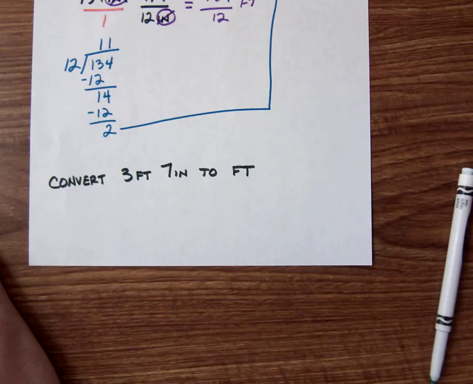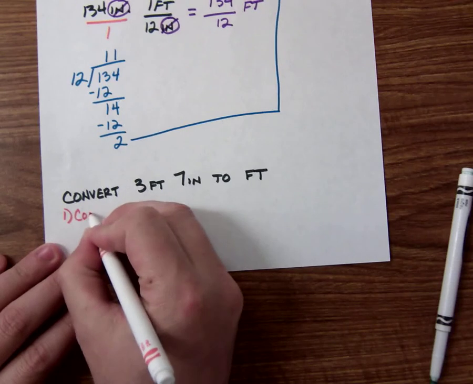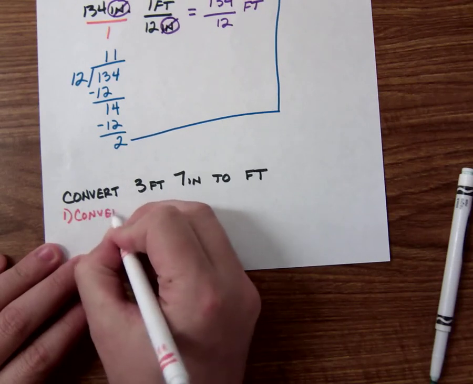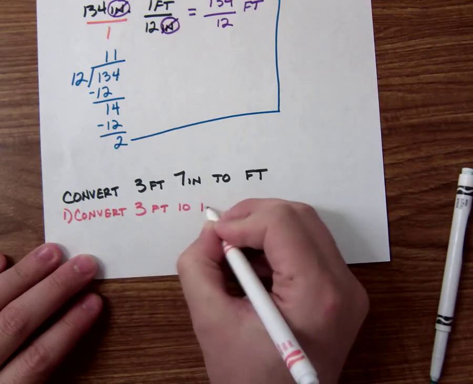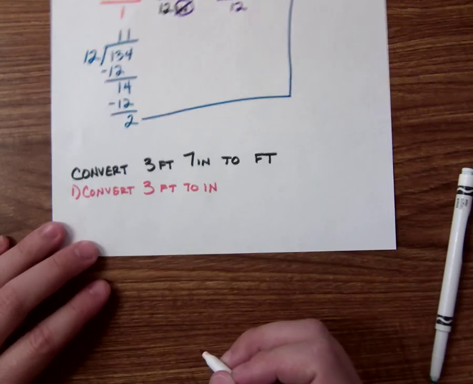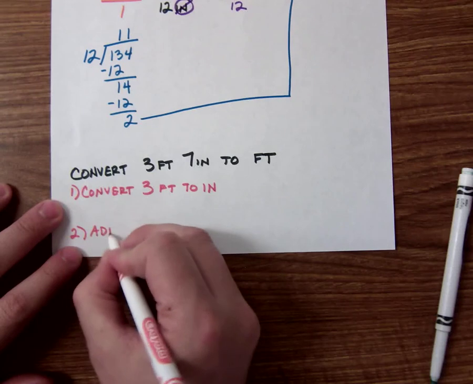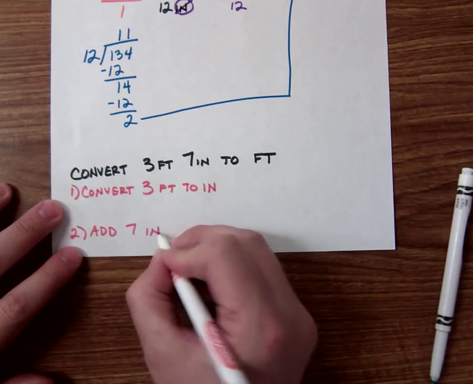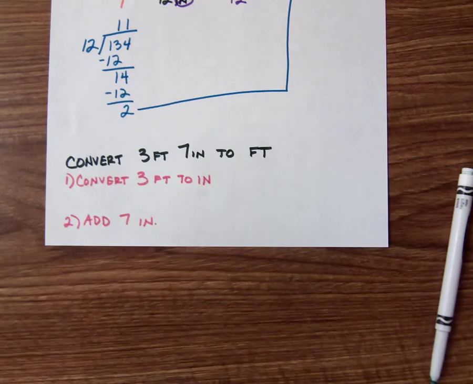So here's my strategy for this one. Number one, I'm going to convert 3 feet into inches. That'll be my first step. And then my second step is going to be to take that answer and add the 7 inches. If I knew how many inches 3 feet was, I could just add 7 onto it to get 3 feet 7 inches. Does that make sense? Yep.